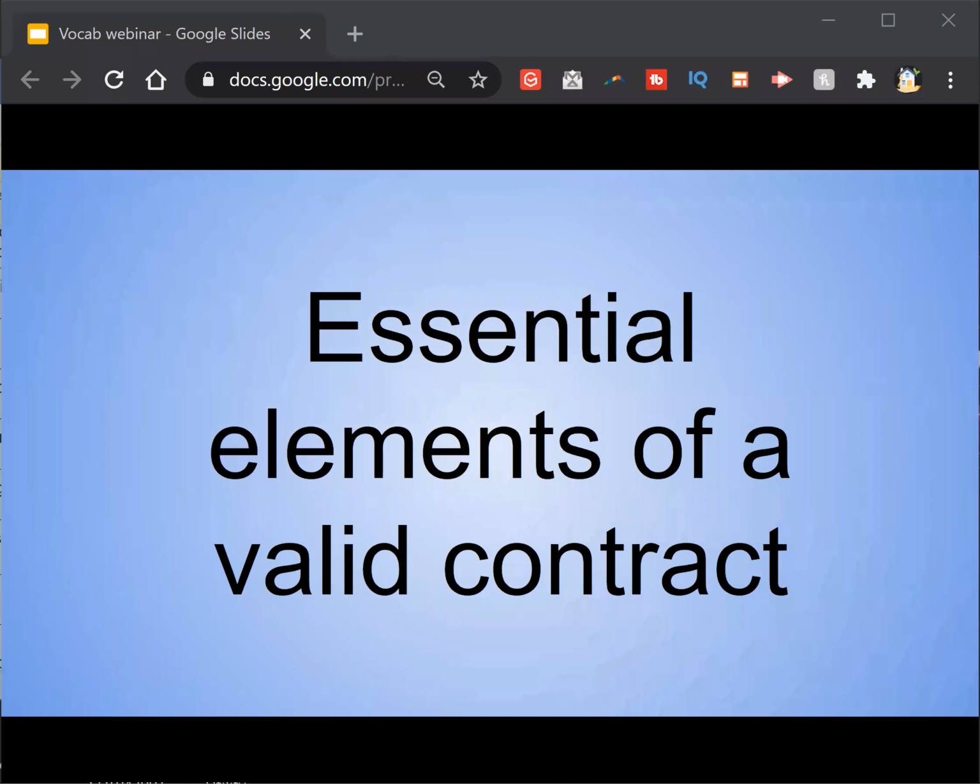All right. So the essential elements of a contract, CLOC. So it's clock without a K. That's how we figure out the essential elements of a contract. We need to have consideration, offer and acceptance, legal object, and competent parties.